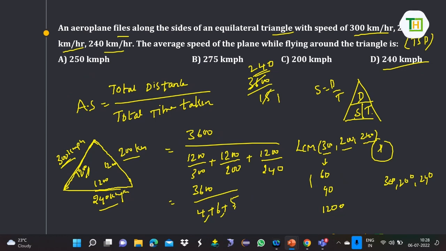So nothing else is needed in this question. They're asking for the average speed. Average speed is nothing but total distance upon total time taken. Here I have taken the total distance as 3600 and the total time as 15 hours. Then you will get the average speed, that is 240 kilometers per hour.